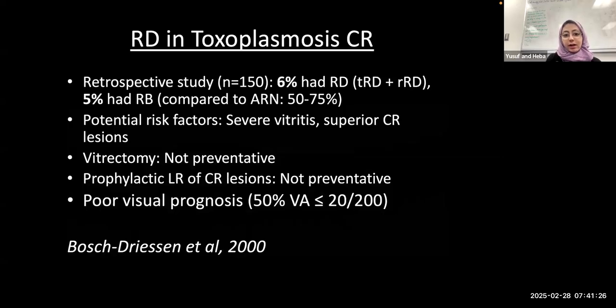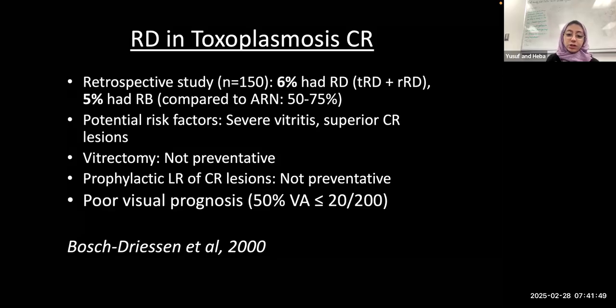So just to discuss retinal detachment and toxo. That's the main twist to our case. There's not much literature on it. There was a very small study that showed that 6% of toxo cases had retinal detachment compared to 50 to 75% in acute retinal necrosis. So it's quite a rare complication of toxo. They said the potential risk factors would be severe vitritis and superior chorioretinal lesion, which fits our case. Our case had a superior chorioretinal lesion.